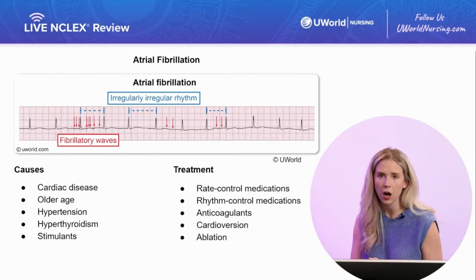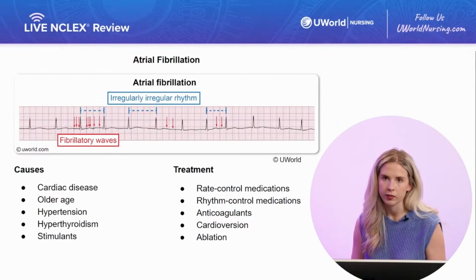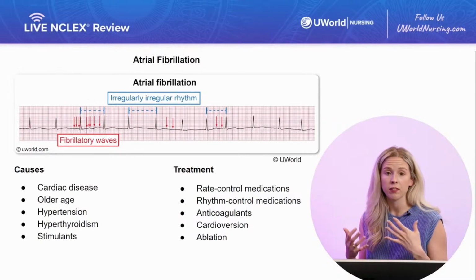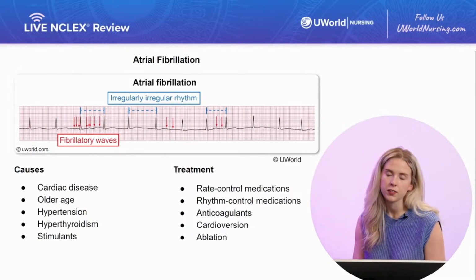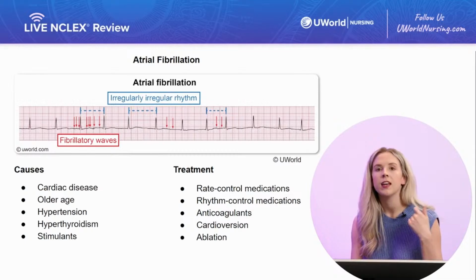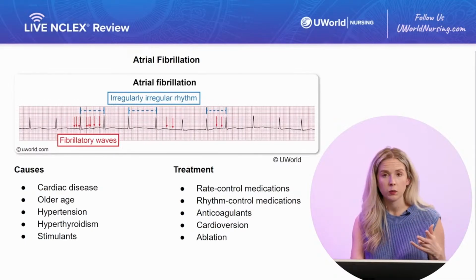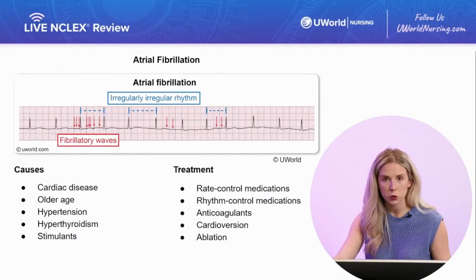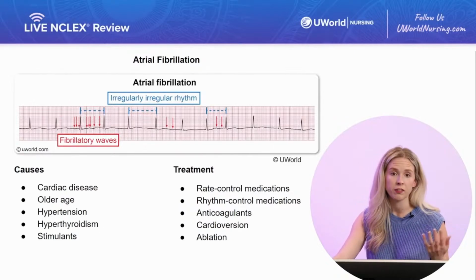Alrighty, so talking about treatment for AFib. So again, pretty common dysrhythmia. A lot of people live with this every day. Medications are going to be our first line treatment when it comes to AFib. So rate control medications, including things like beta blockers, calcium channel blockers, and digoxin will be really commonly administered for this. We also want to make sure we have rhythm control medications like amiodarone if needed.